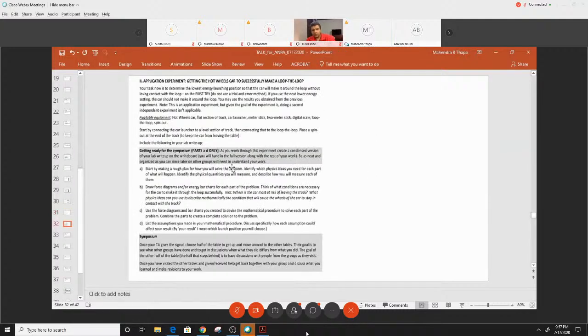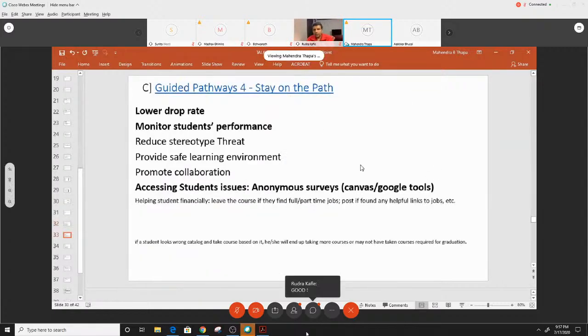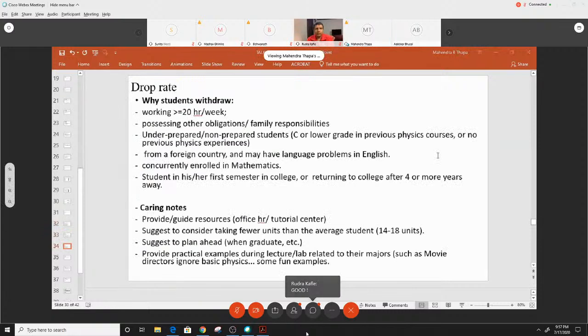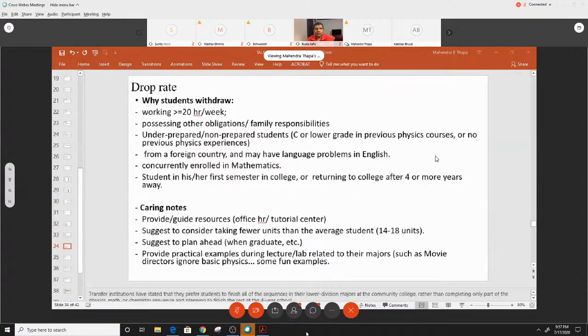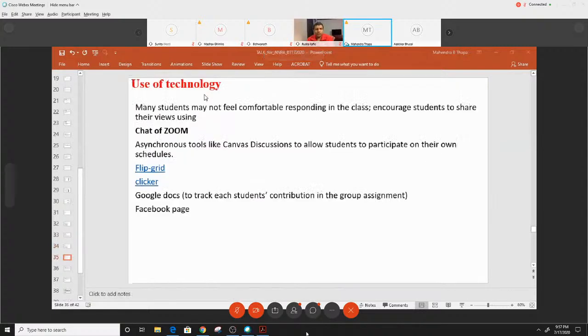Fourth is that we want to put our students on the path. We already talked about these things, so I will exclude them. We are using technology to boost equity and diversity, because some students are shy about talking in front of the class or the instructor. So in Zoom I generally use the chat so they can type their questions if they don't want to talk in front of everyone.